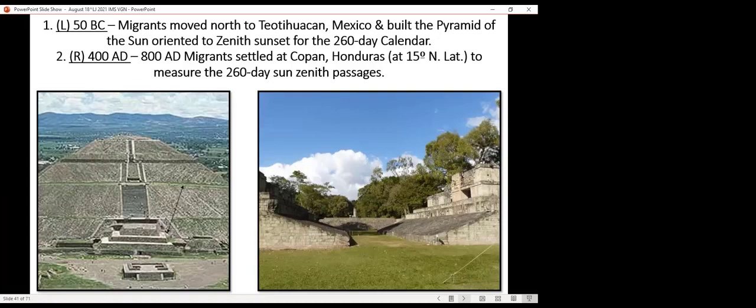The picture on the right is from Copan, Honduras. That dates close to the time period of Izapa, about 400 AD to 800 AD, migrants settling there on the Izapa latitude.